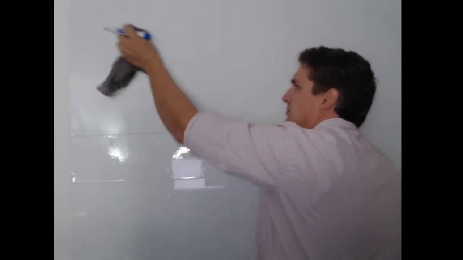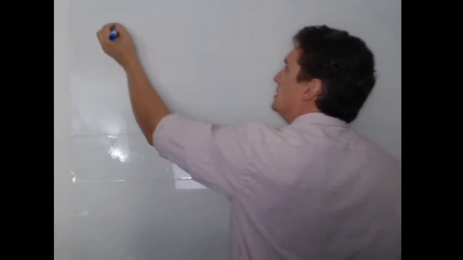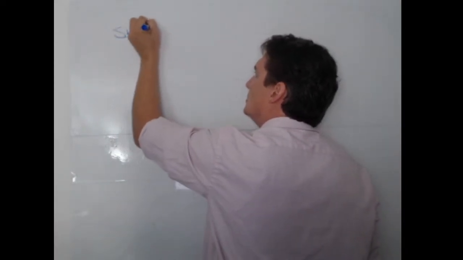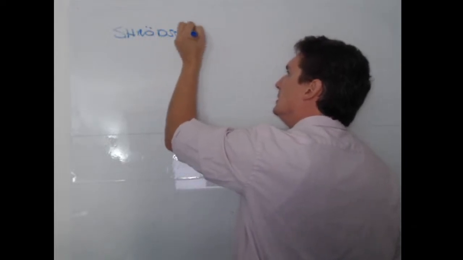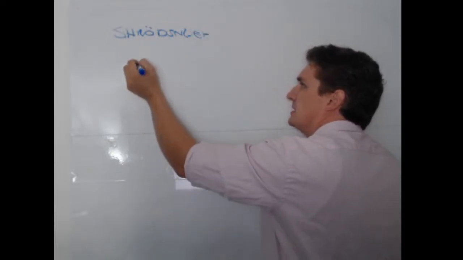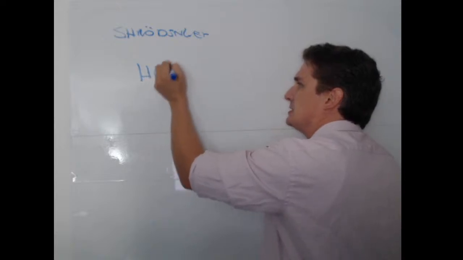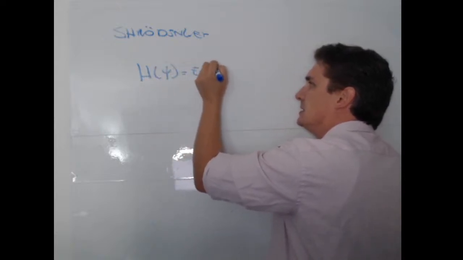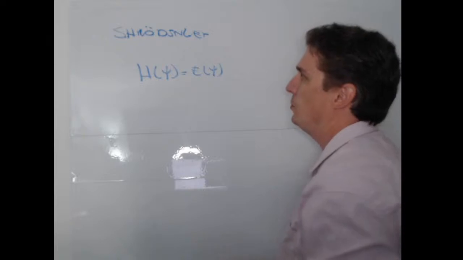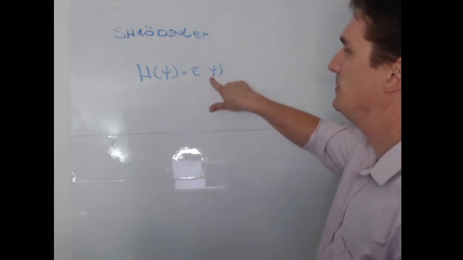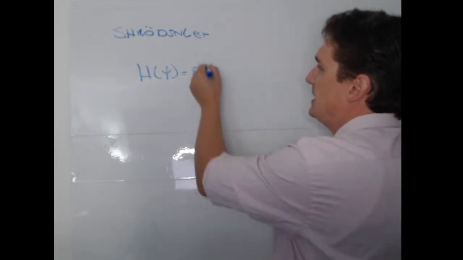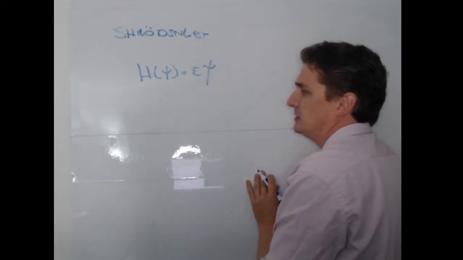The actual model that works is what's called the Schrodinger model. And the Schrodinger model says that really electrons exist as probability waves. And we describe that probability with the wave function psi. And psi is the probability of finding the electron.